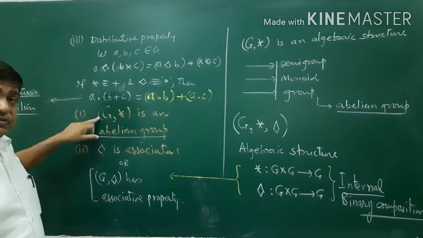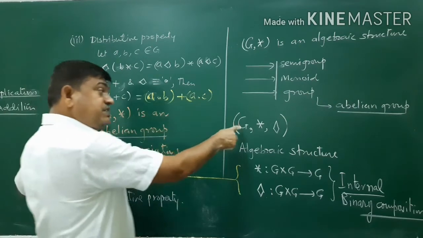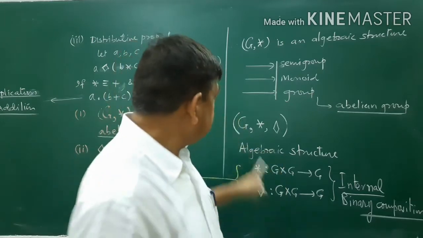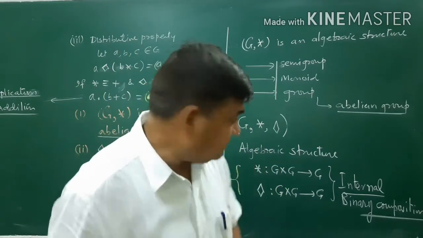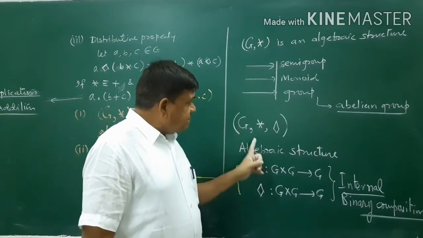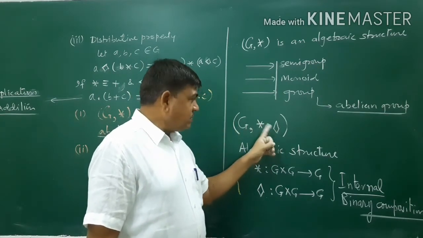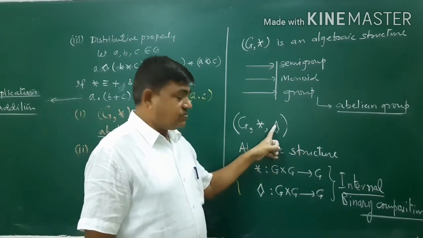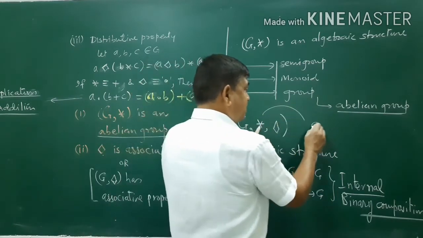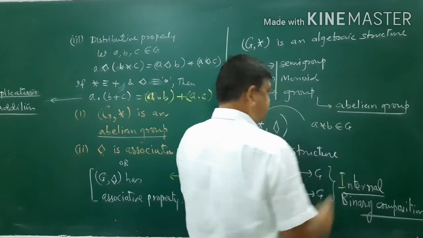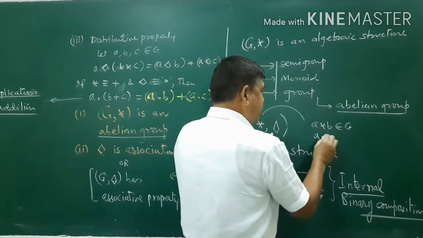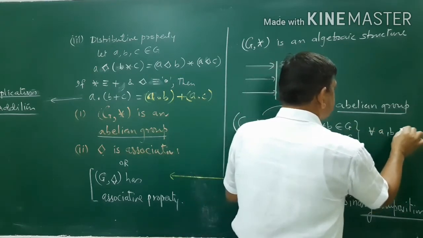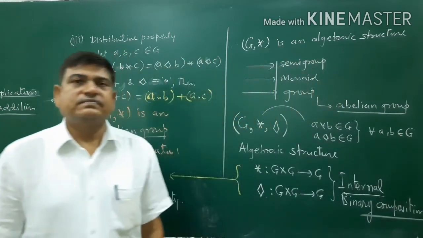If this is abelian group, who is abelian? G is abelian. What is G? A non-empty set. Be careful. A non-empty set G equipped with 2 binary compositions denoted by these 2 symbols. Means this is closed. It is also closed. What do you mean by closed? Means A asterisk B belongs to G. This is also closed, means A dot B belongs to G, for all A, B belong to G.